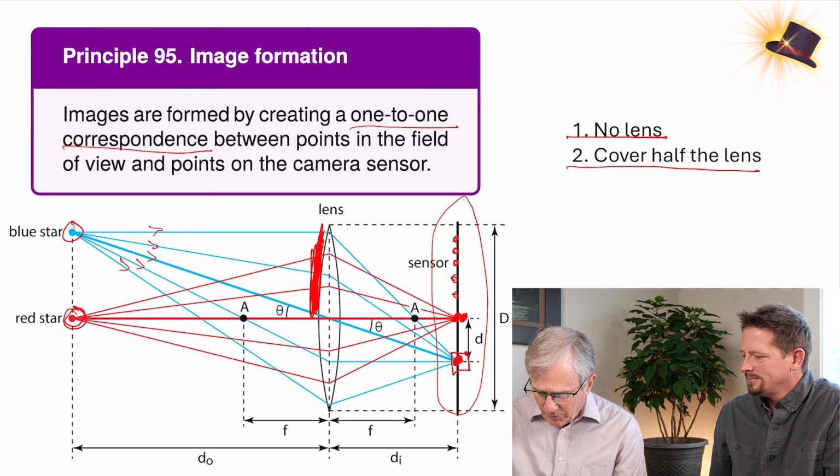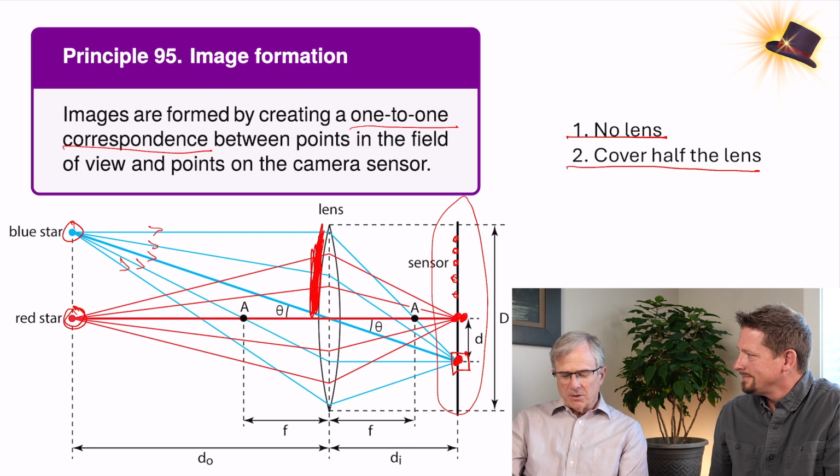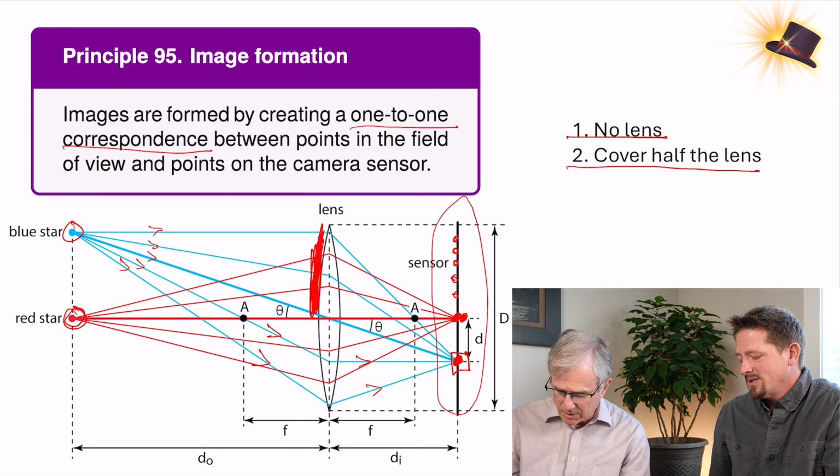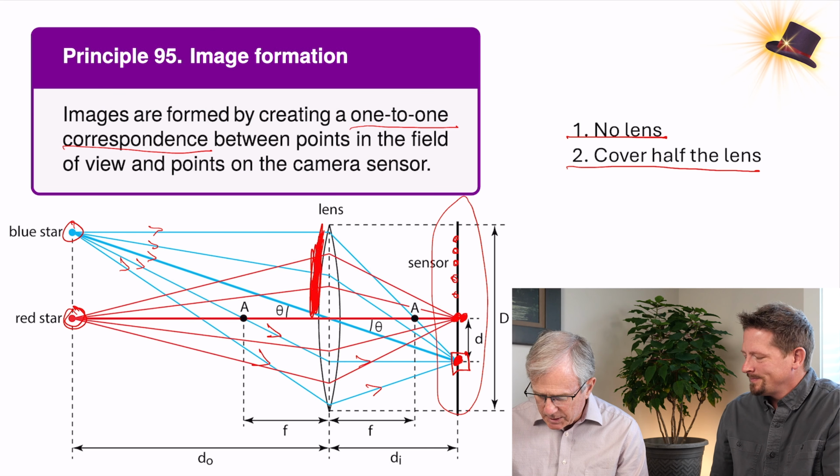That should mean that you won't be able to see the blue star, right? No, you'll still see both the blue and the red star, because you get this ray from the blue star, and all those that are next to it, it'll focus down on that point on the sensor. They're still hitting that spot.